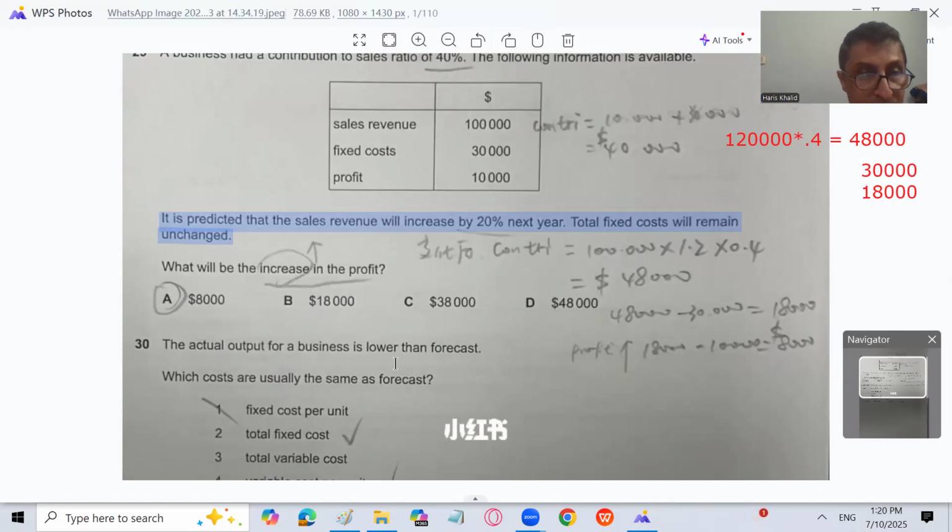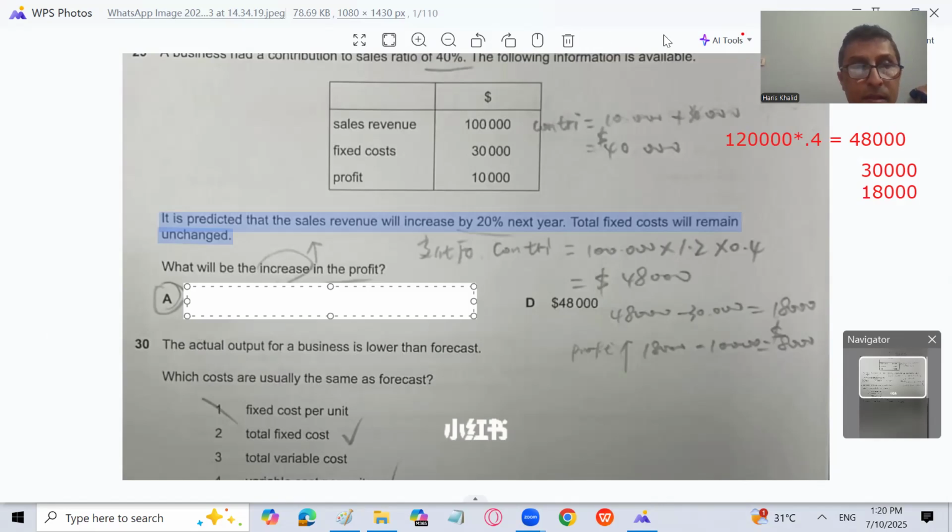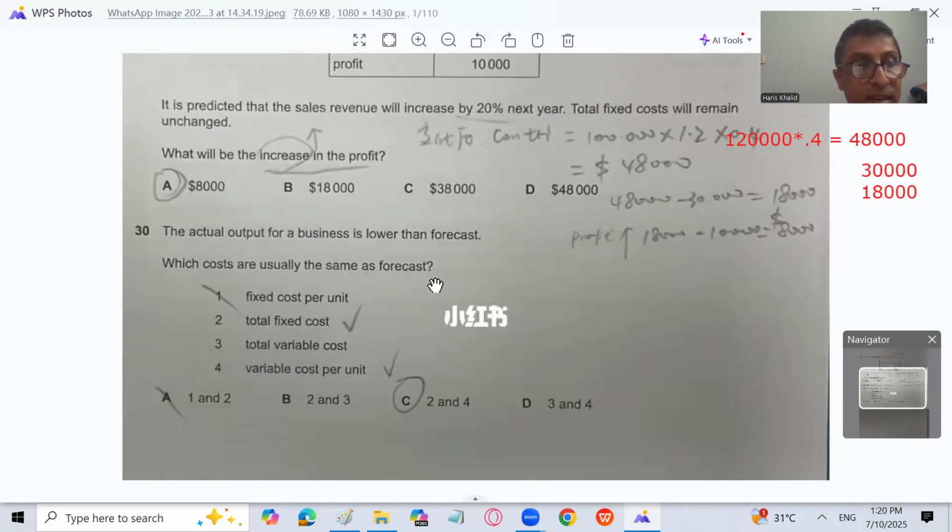The actual output for a business is lower than the forecast. Which costs are usually the same as forecast? Fixed cost per unit, total fixed cost, total variable cost, variable cost per unit. Actual output for a business is lower than the forecast, it doesn't matter. Either it is lower or higher.